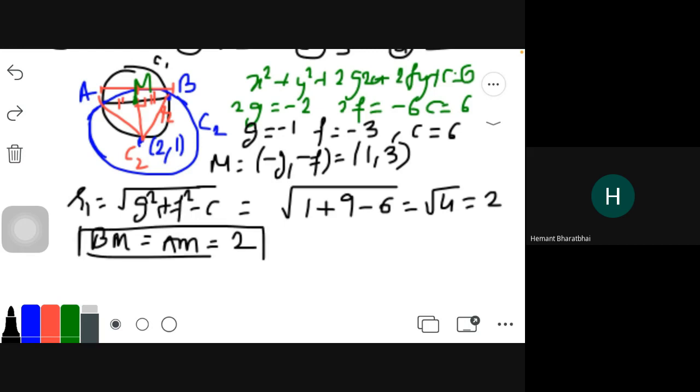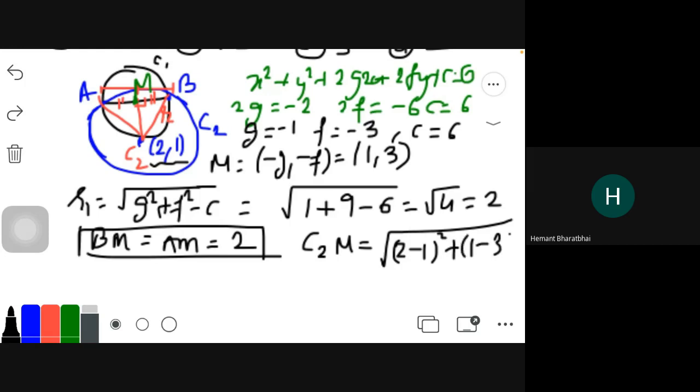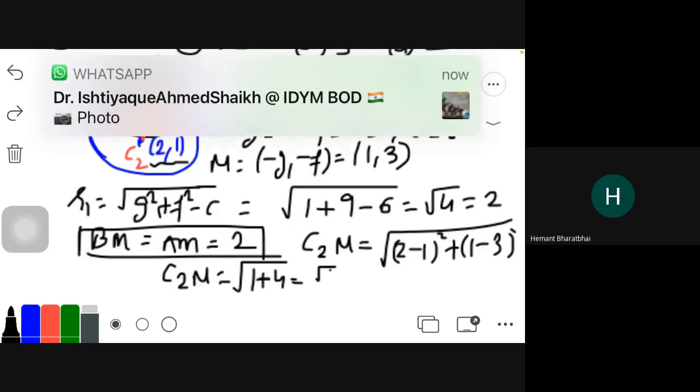Similarly, I can find out C2M also. It's very simple because I know the points, so by the distance formula I can find it. I have the coordinates of C2 and the coordinates of M also. So that will be 2 minus 1 the whole square plus 1 minus 3 the whole square. So C2M is 2 minus 1, that is 1 square, that is 1, plus 1 minus 3, that is minus 2 square, that is 4. So this gives me root 5.